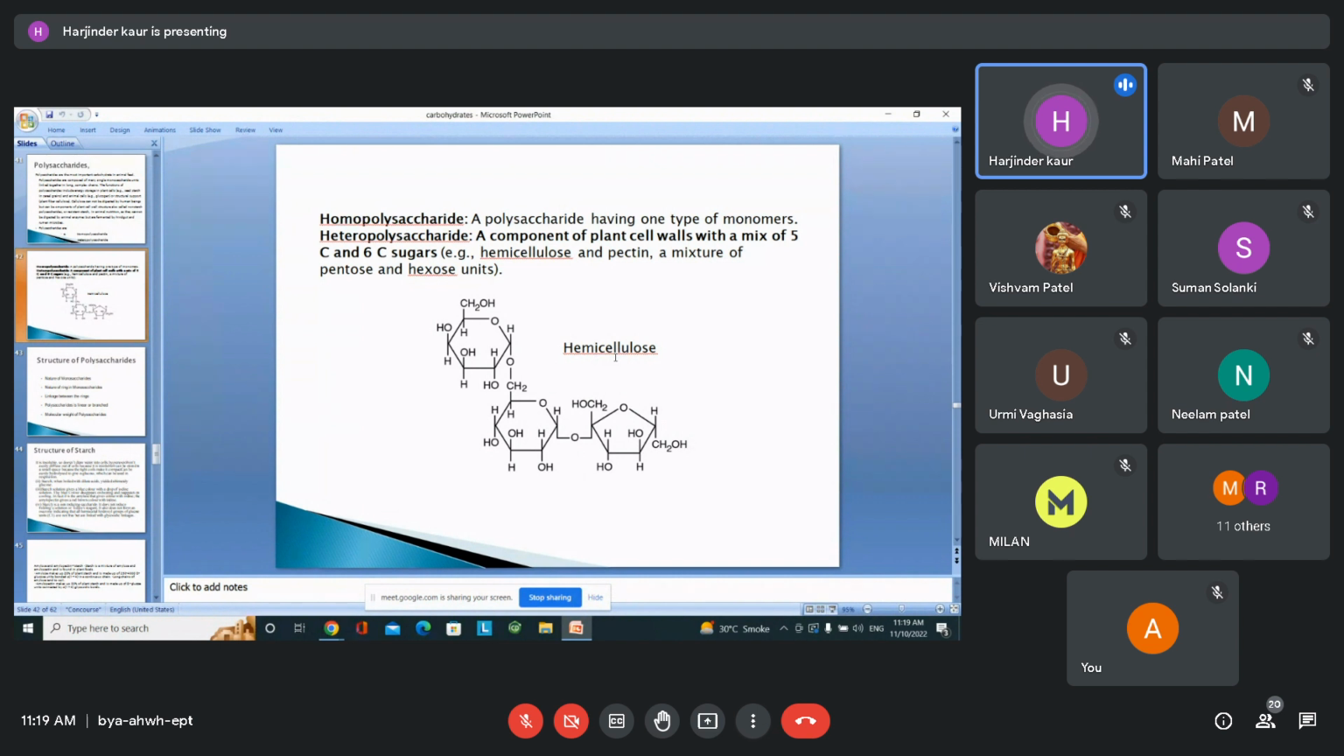Cellulose also you can write, you can write any example, you can write cellulose as an example, starch as an example. These are all homopolysaccharides. I just wanted to introduce you to this new component, hemicellulose, pectin. There are so many things in plants.